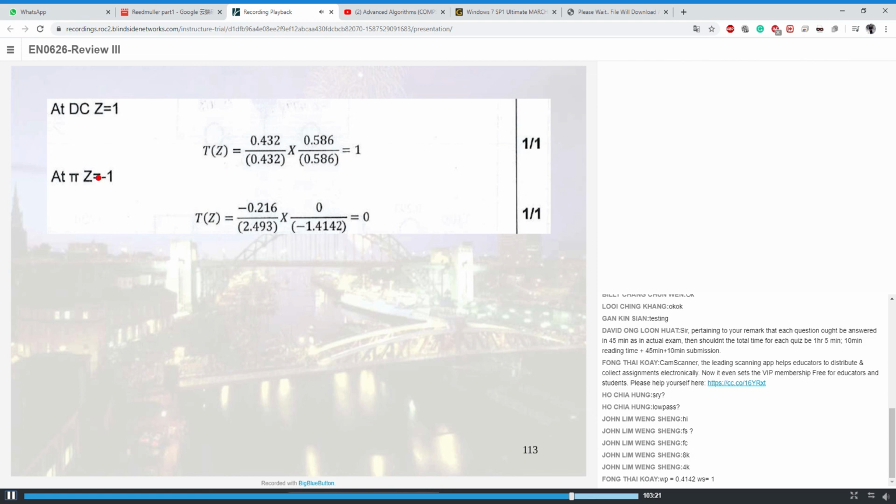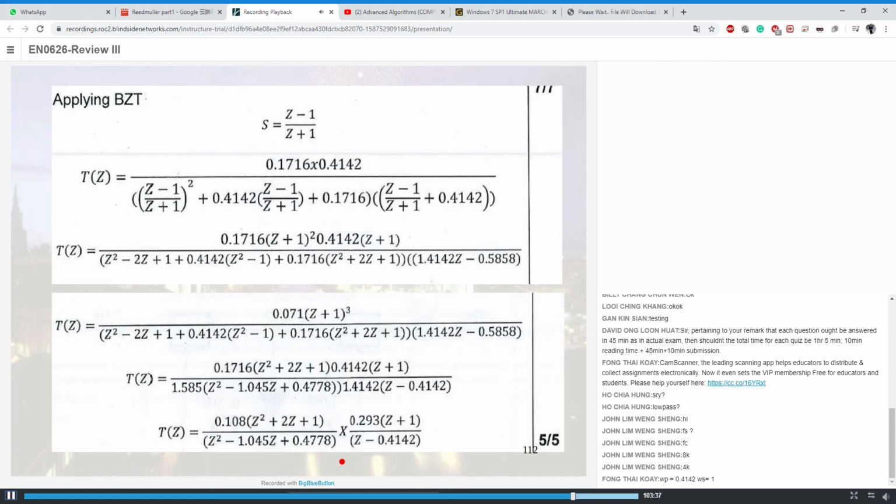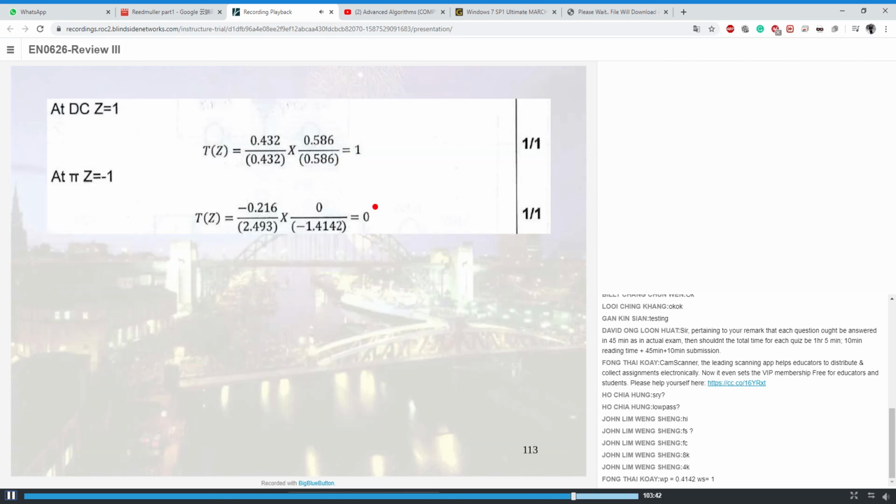Okay, so this one there. When DC, I think last time we had gone through one now. When DC, z equals 1. When 4 kilohertz reaches the folding frequency, it's pi, so z equals -1. Then you substitute z equals 1 and z equals -1 into here, and it gives you the result of 1 and 0 because it's a low pass filter. Frequency is 0 hertz, gain is 1. At the folding frequency, your gain is 0. So that will give you the answer of the low pass filter.